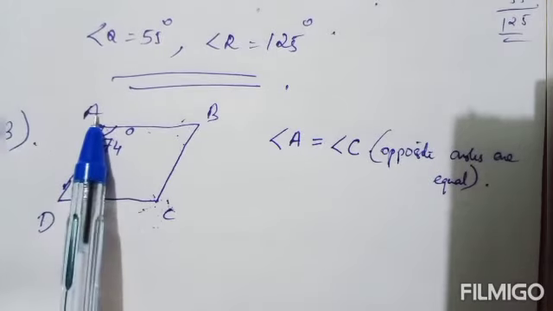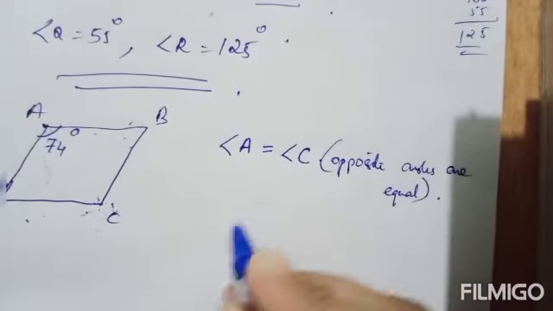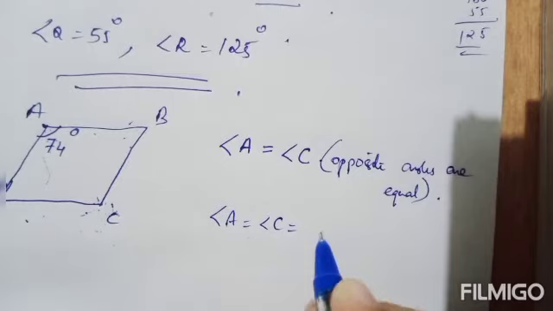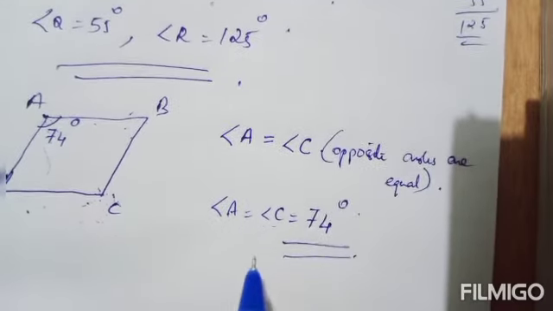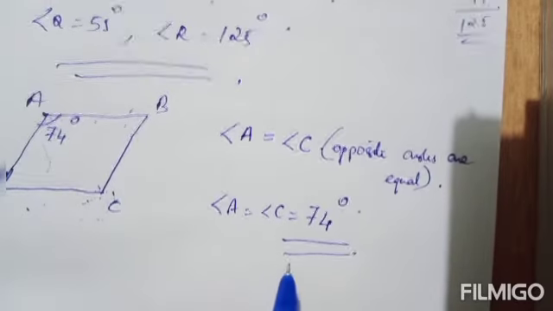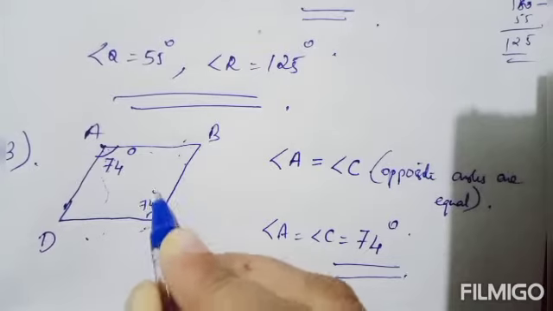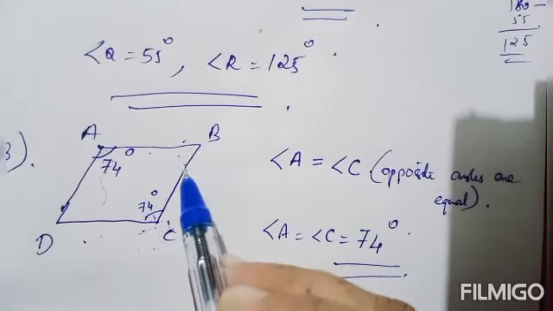So here angle A and angle C are equal. Angle A equal to angle C. What is given angle A? It is 74 degrees. So we find angle C equal to 74 degrees. Now you have to find angle B.